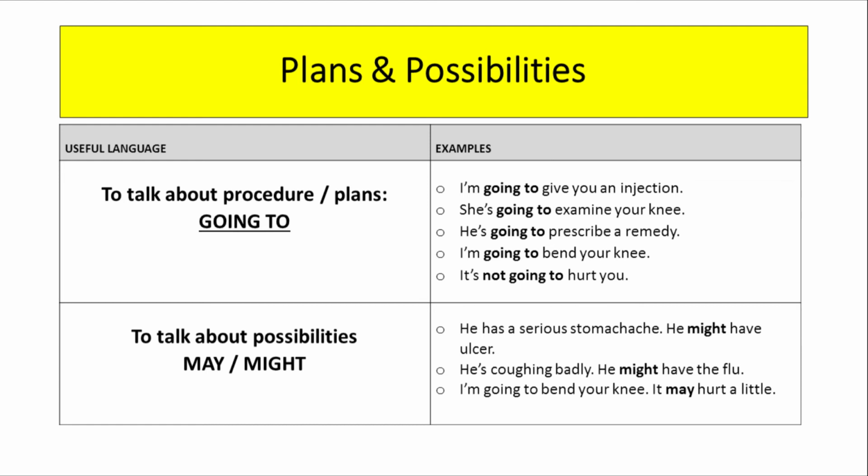Also, we can use the word might. It is similar to may. It's a possibility again, but it is less likely, less possible. He has a serious stomachache. He might have ulcer. So you are not 100% sure that the patient has ulcer. He's coughing badly. He might have the flu. Again, the speaker is not 100% sure about it.